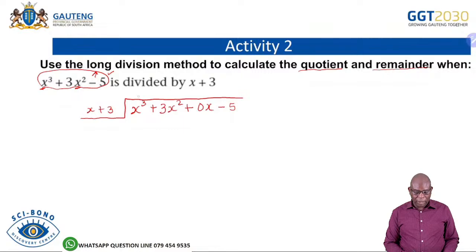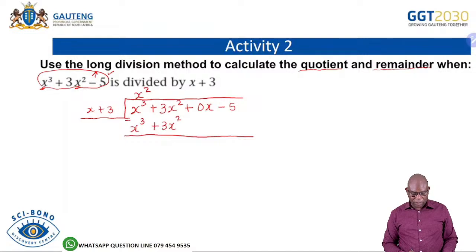x cubed divided by x will give us an x squared, right? Then x squared multiplied by x will give us x cubed. x squared times 3 will give us plus 3x squared. Subtract this. So I'll have x cubed minus x cubed, it's 0 here. 3x squared minus 3x squared is also 0 here. So I'm going to write this 0 there. Then we move on to the 0x and the minus 5.